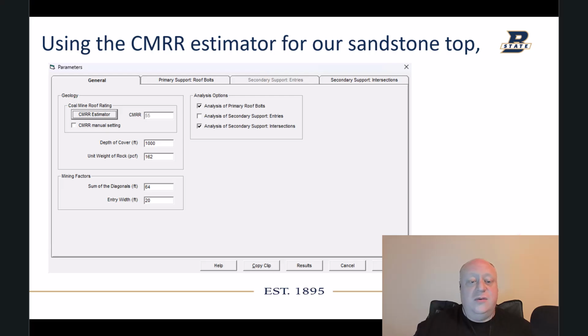Okay, so also our analysis options. We have selected primary roof bolts and secondary support in the intersections only in this case, given that we have significantly strong roof. If we did not, or if there was undermining like we had originally suggested, you would probably also want to analyze secondary supports in the entries as well. But in this case, we've limited it to the intersections.